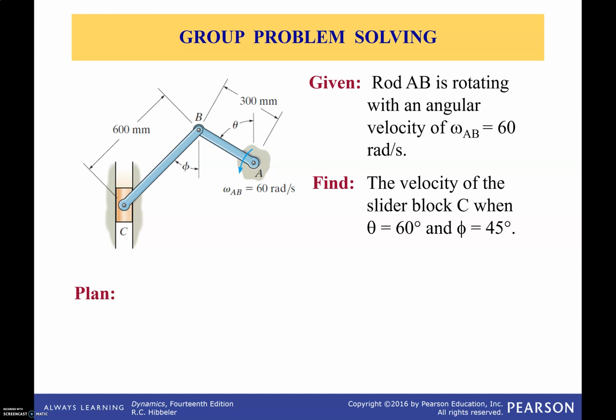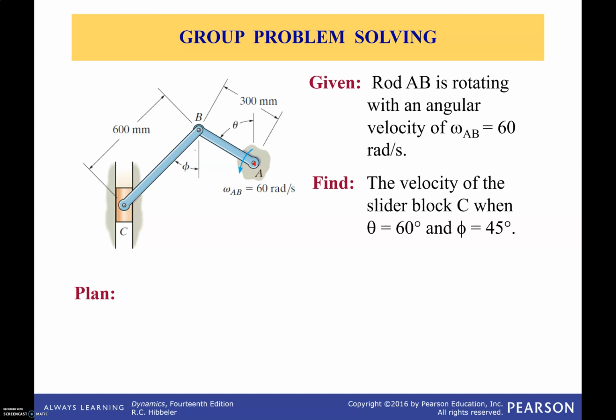So we have again a fixed point here, and then we have link AB that is rotating about A, and then we want to find the velocity of C. So we want to find the velocity of C when theta, which is this angle here, is 60 degrees, and phi, which is this angle here, is 45 degrees. So just pause the video at this point and try to solve the problem and then come back for the solution.